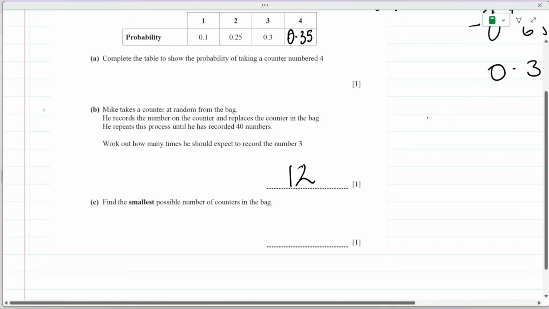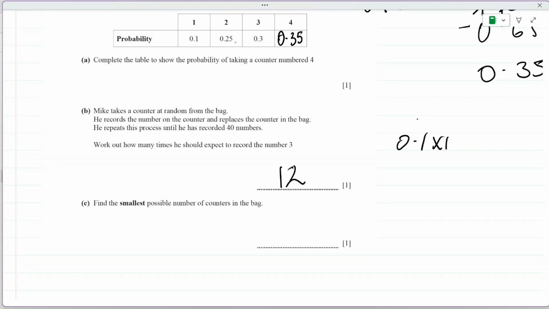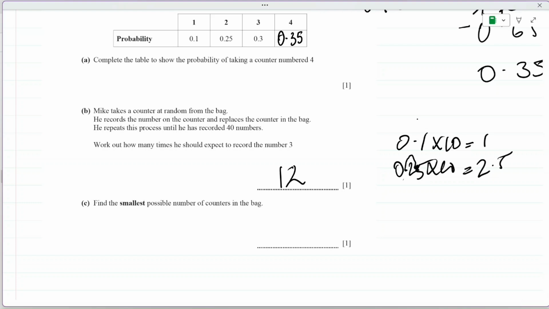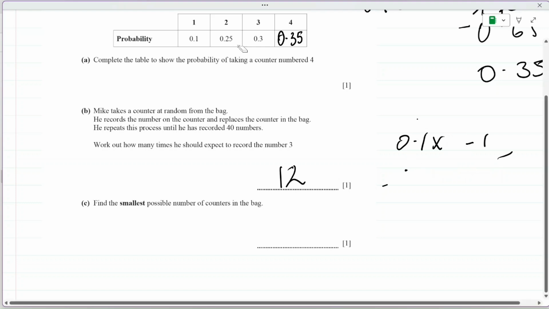Let's just start. We start with 0.1. If you multiply 0.1 times 10, you get 1. If you multiply 0.25 by 10, you get 2.5. That means 10 moves the decimal from in front of 2 to behind 2, and that doesn't work. We need whole numbers, and we'll have to multiply all of them by the same number.